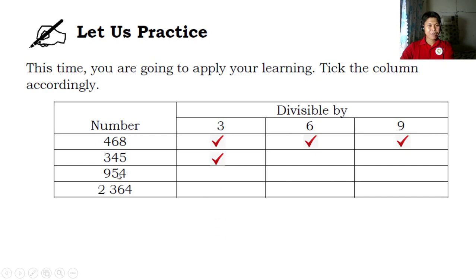Sorry, sa 954, 9 plus 5 is 14 plus 4, 18, pwede sa 3. Sa 6, pwede kasi even number. And 18, so pwede sa 9.